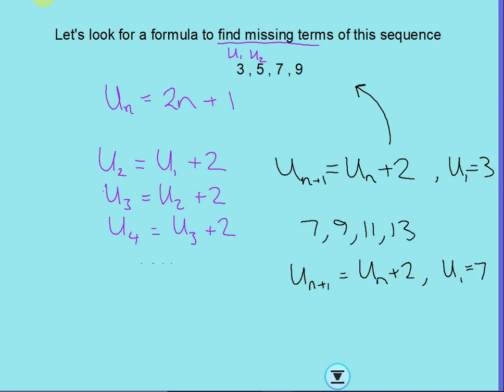Another handy way of thinking about this is, a lot of people say the next term is the previous term add 2. I'm a fan of that. I don't tend to do it too much. I'm more of a fan of subbing in and writing the formulas, and you'll see what I mean as we go.